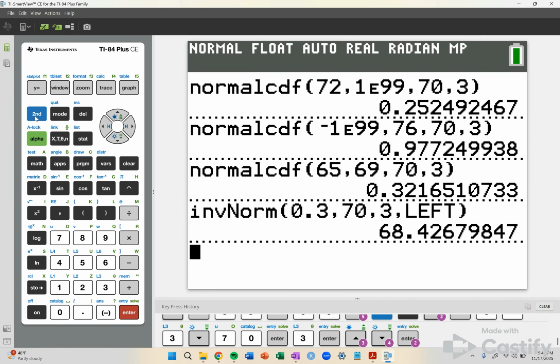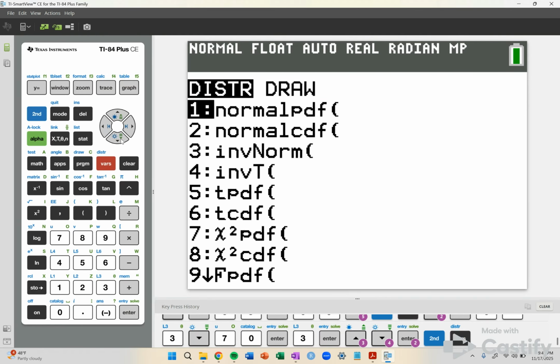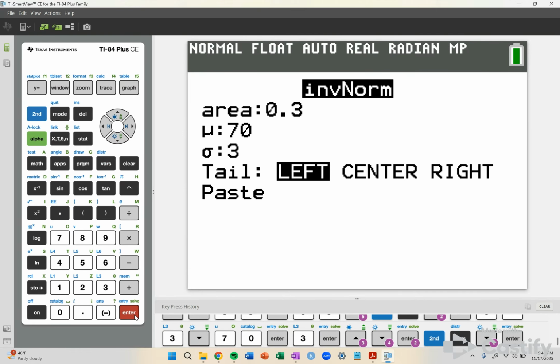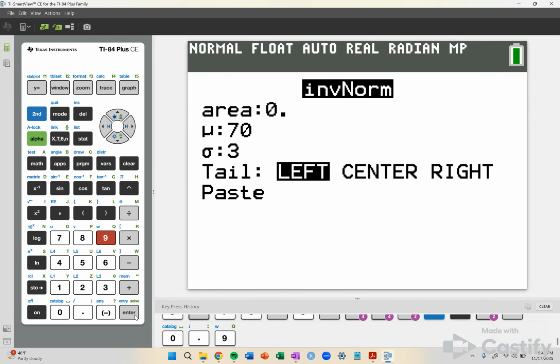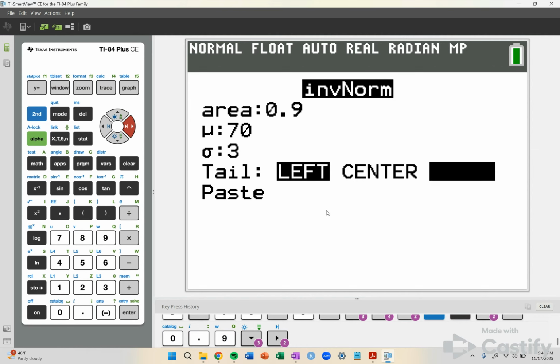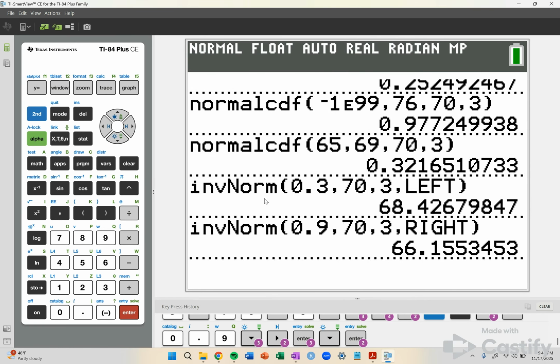Okay. If you wanted to find the value that 90% of men are taller than, you could use inverse norm, 0.9, and we would change the tail to right. 90%, the value that has 90% to its right is the value that 90% of men are taller than. Paste that, and we get 66.16 inches.